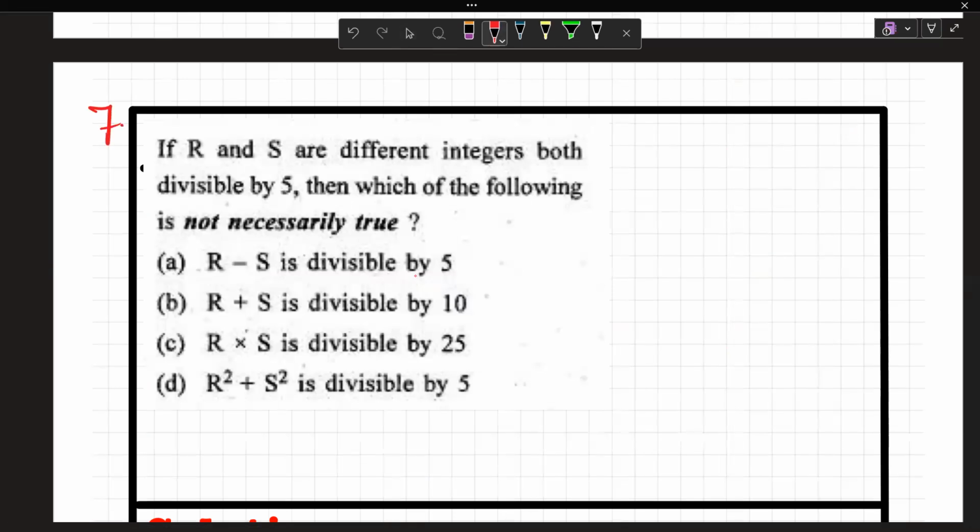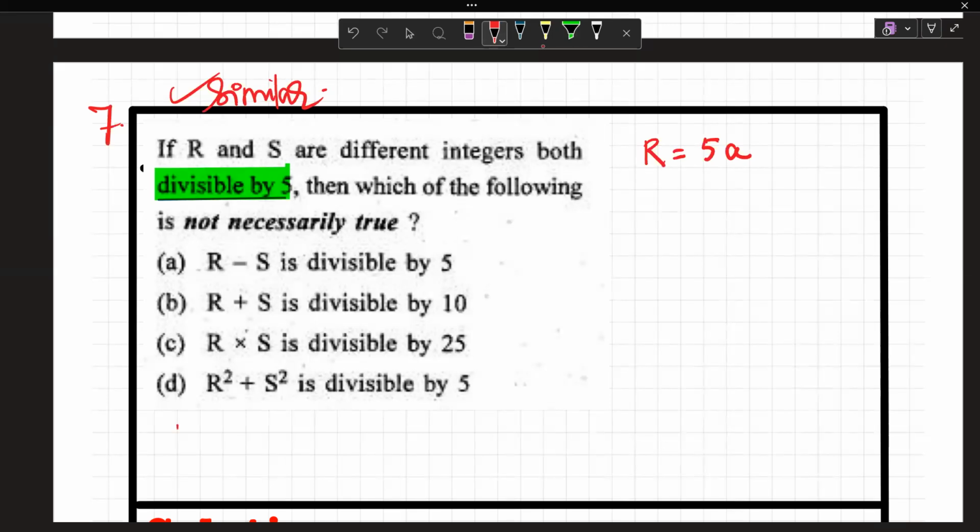This is the 7th question of the day. If R and S are different integers, both divisible by 5. Similar questions are getting repeated again and again. This year also one such question came. Now let us understand. R and S are different integers, both are divisible by 5. Very good. Which one of these is not necessarily true? Now, when a question says a number is divisible by a certain number, when R is divisible by 5, the number would look like 5A, or not? Any number you pick.